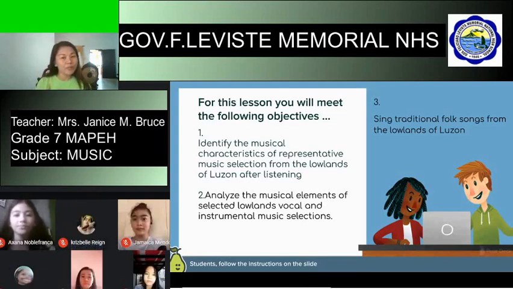Okay, so please do remember that that's what we're going to meet in the last part of our lesson. Number one, to identify characteristics. Second, to analyze the musical elements. And third is to sing. So I know you're very excited to do all three of these for today's lesson. Before we begin, of course, we will have our blessing first and our prayer.